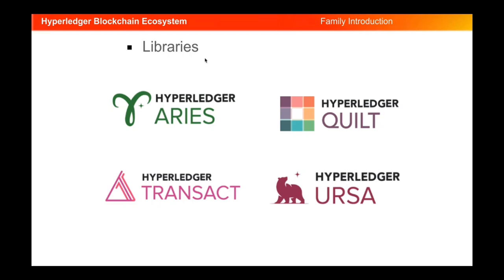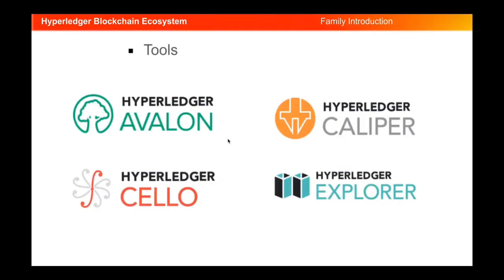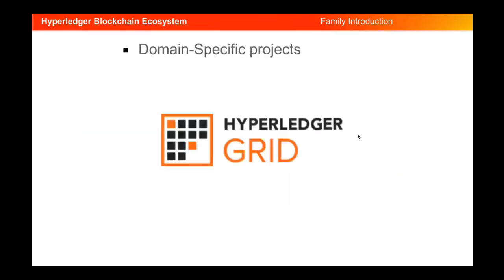In the libraries subsection, you have projects like Hyperledger Aries, Hyperledger Quilt, Hyperledger Transact, and Hyperledger Ursa. In the tools section, you have Hyperledger Avalon, Hyperledger Caliper, Hyperledger Cello, and Hyperledger Explorer. And you also have a domain specific project, which is Hyperledger Grid.